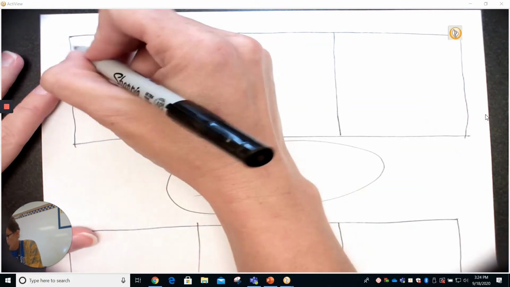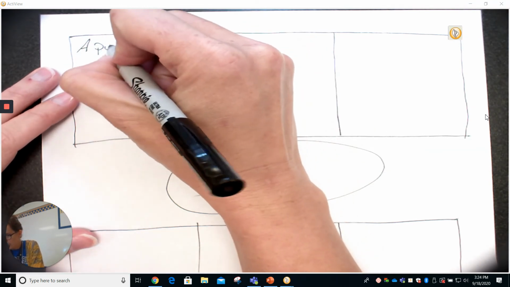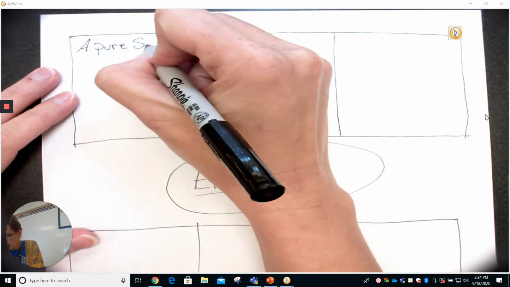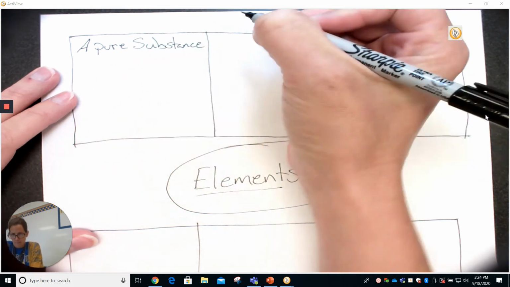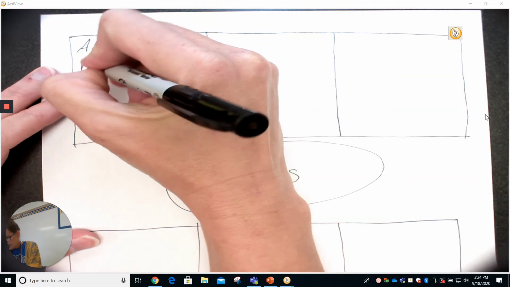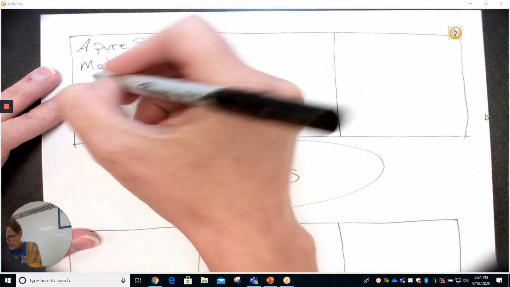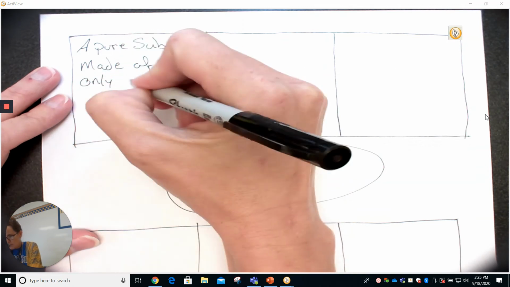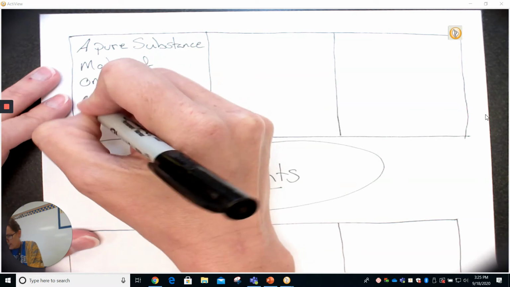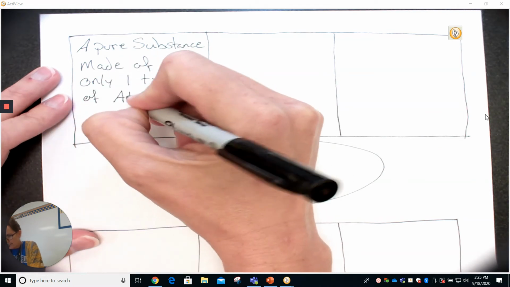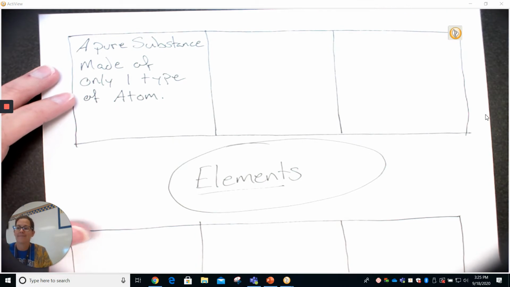So we're going to write right here a pure substance made of only one type of atom. Okay, so there's your first box, all done.